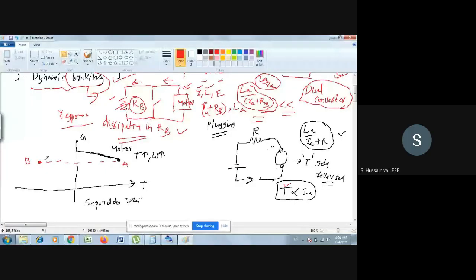What's next after this point? What will happen after this point? When it goes to the second quadrant and the torque gets negative, see, earlier it is having one particular torque. Because of that torque, your load is running in one particular direction, say for example clockwise direction. So the motor is running in the clockwise direction.